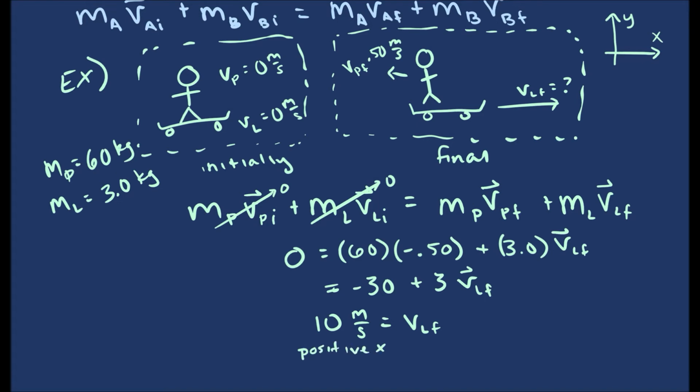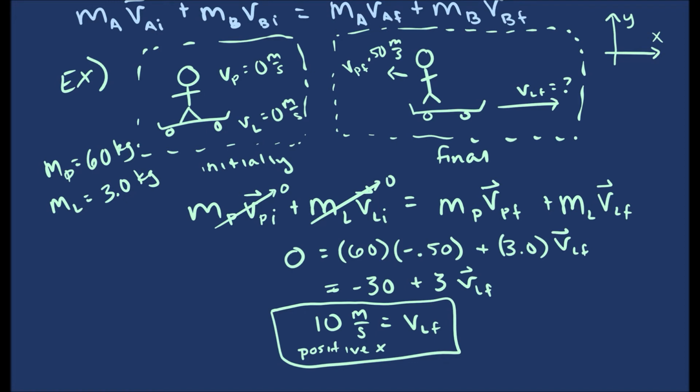Okay, I've made it a positive number, but I'm just going to be really specific there and show you that I have reported my direction. So if you jump off and you're 60 kilograms and you give yourself a velocity of 0.5 meters per second, your longboard is going to be going 10 meters per second in the opposite direction, in this case, in the positive x direction that we established. Okay, so there's an example of how you can apply our conservation of momentum equation.